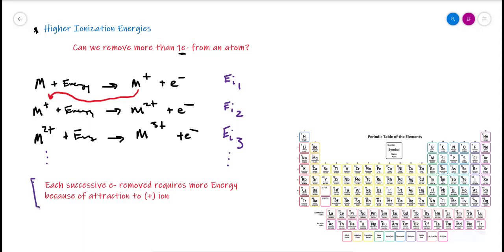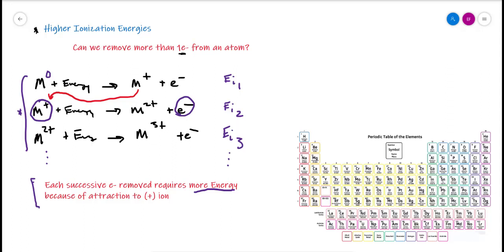So when we're thinking about these multiple ionization steps, generally we think of this rule that each successive electron that's removed is going to require more energy because of the attraction of that electron to the positive ion. So let's think about that in terms of our generic case here. In this first example, ionization energy 1, we're pulling a negative electron out of a neutral atom. So that's going to require some amount of energy. But if we think about the second step here, now we're pulling out an electron that's negatively charged, but we're pulling it away from a positively charged ion.